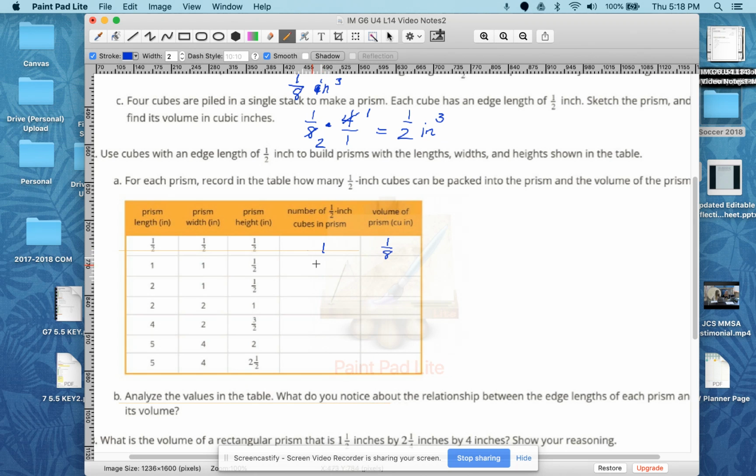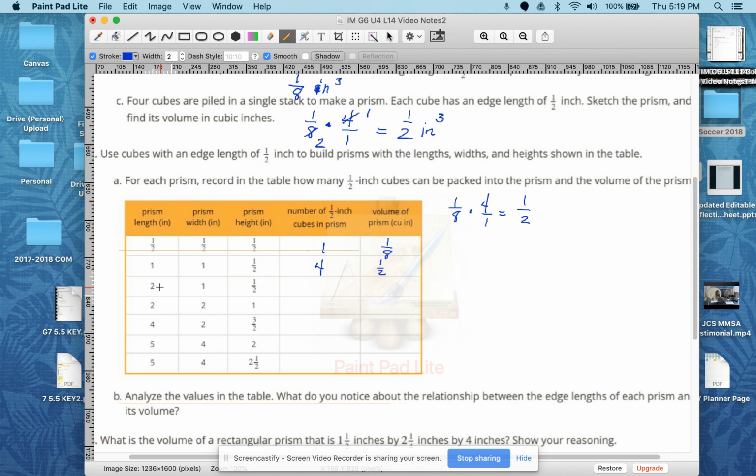So there's 4. Now they're asking us, well, what is the volume of that prism? Well, we know the volume of 1 is 1/8. So the volume of 4 1/8 is going to be 1/8 times 4, which we already did up in the upper part, and we know that will equal 1/2. So let's fill that in, 1/2.